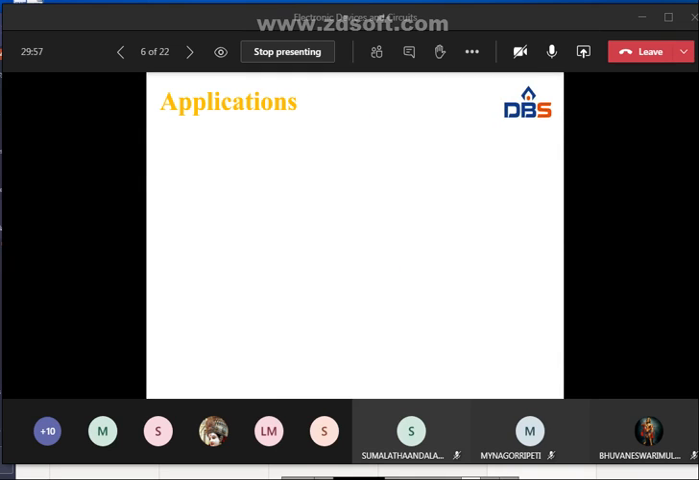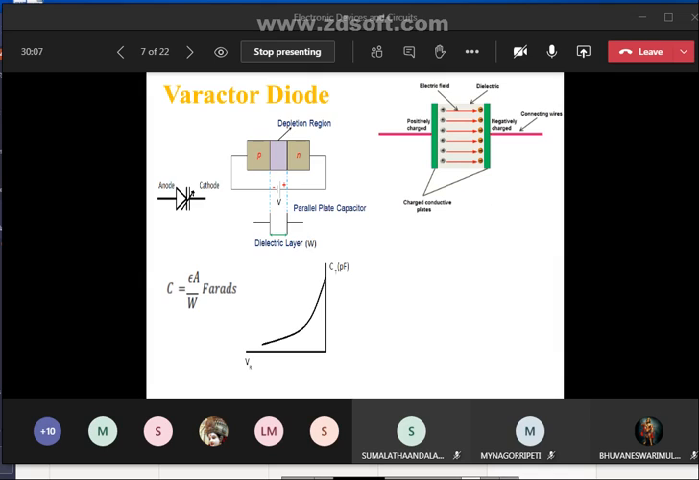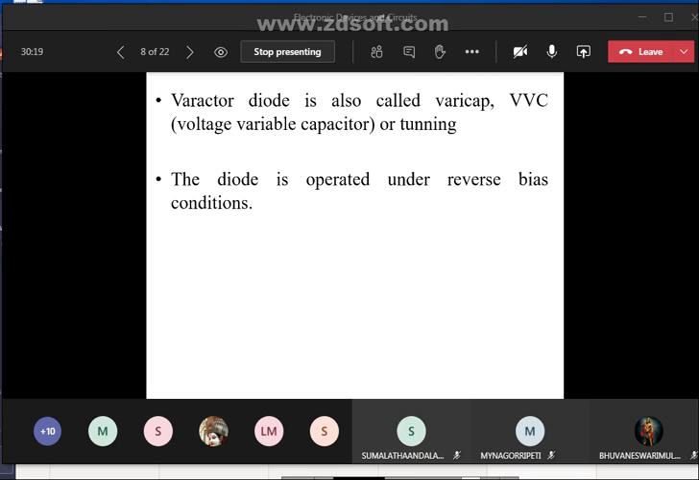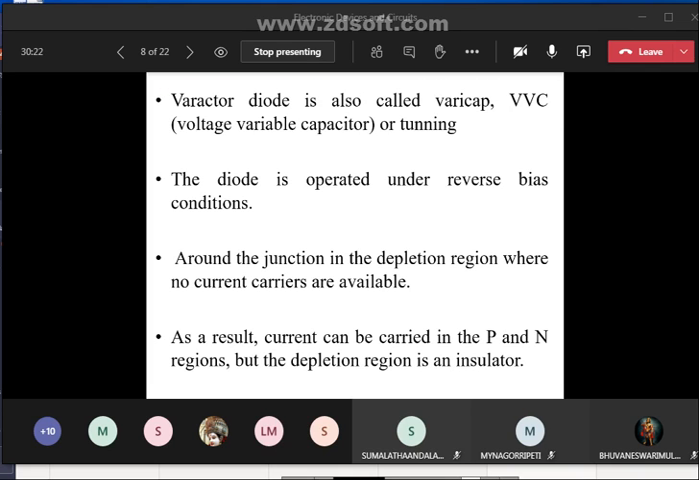So here we can write CT is directly proportional to 1 by W. The capacitance is inversely proportional to the distance between the plates. Here CT is the transition capacitance. So the transition capacitance varies inversely with the reverse voltage, right? So the Varactor diode is also called varicap, or voltage variable capacitor.